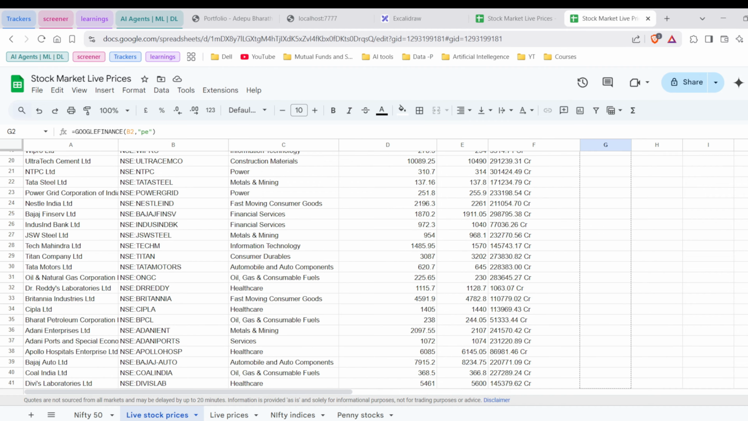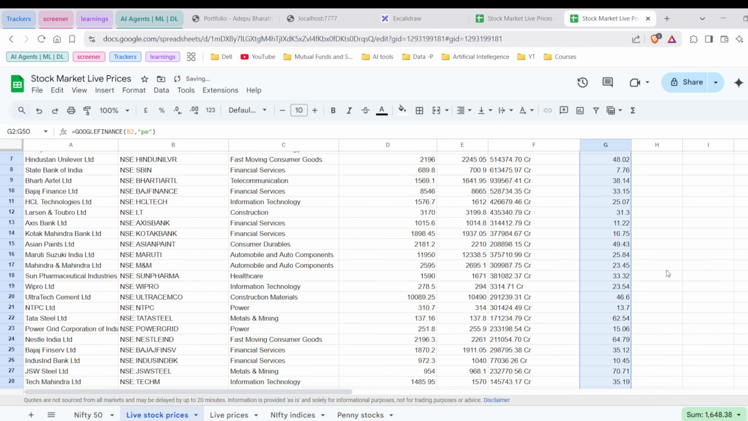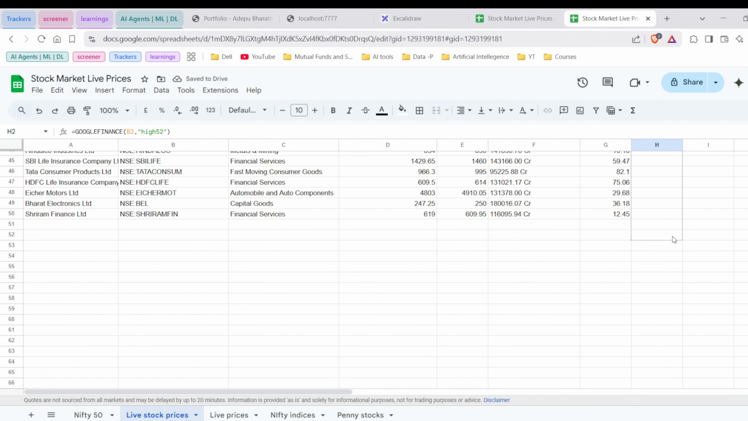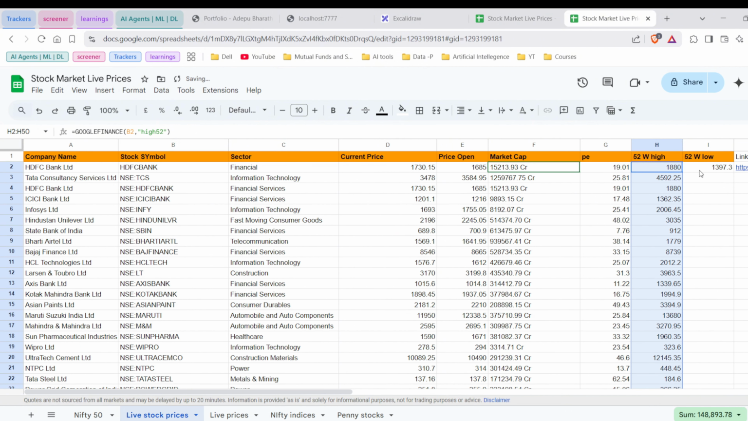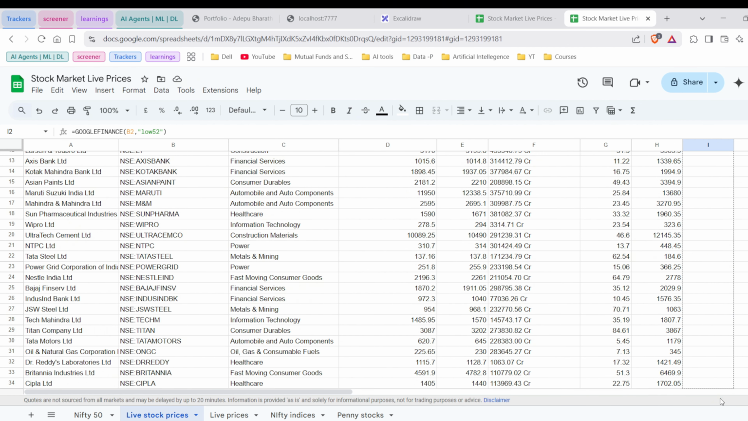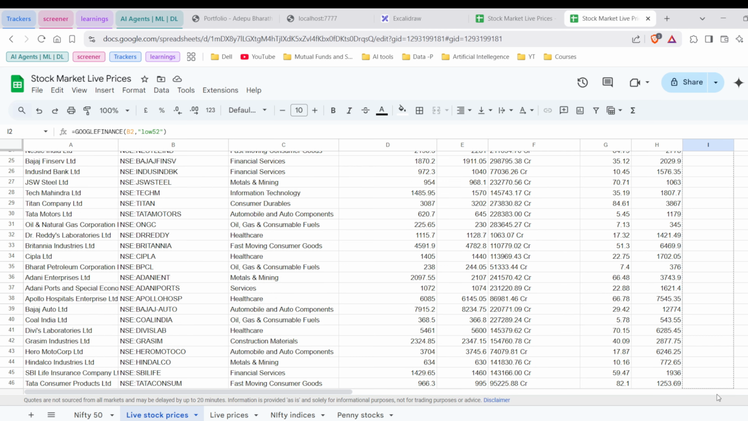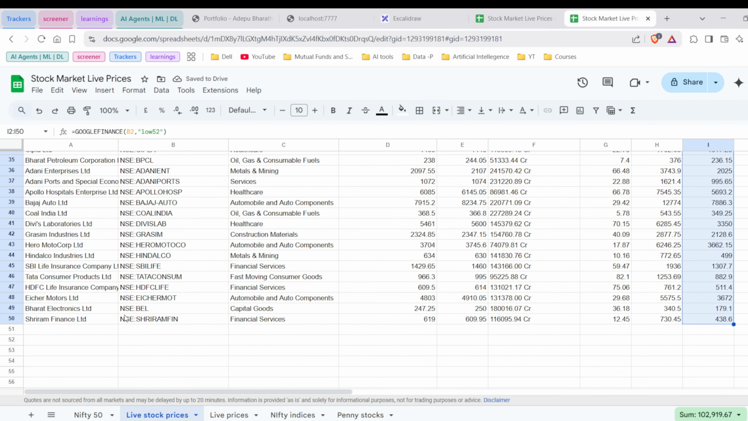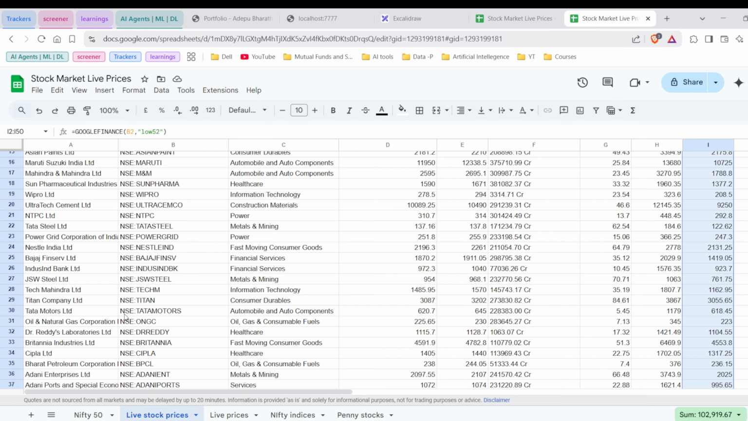P/E ratio. Okay, we also got the PE ratio. And then 52 weeks high. And the final one is 52 weeks low. Yeah. So guys, now you can see we got the information for 49 stocks.